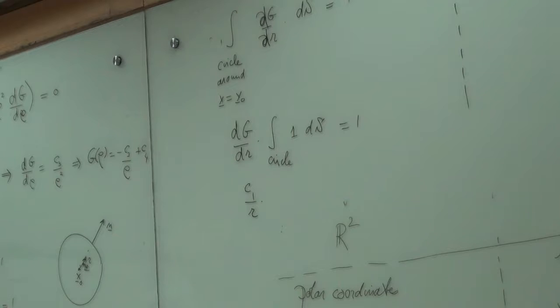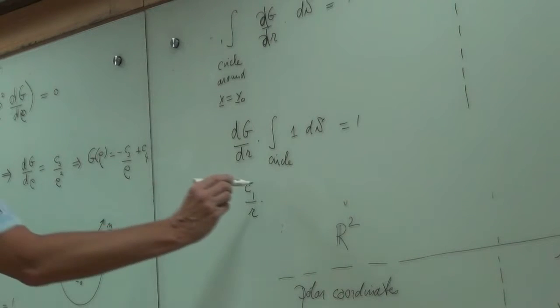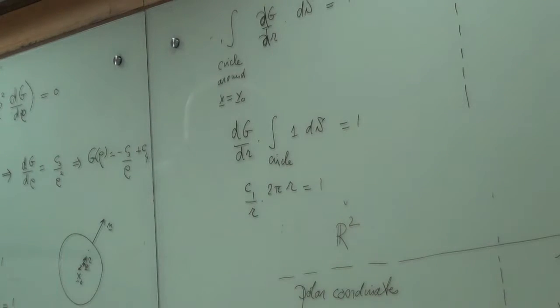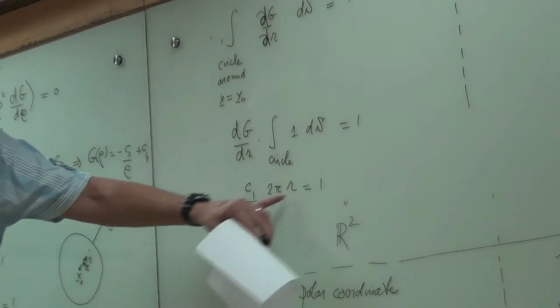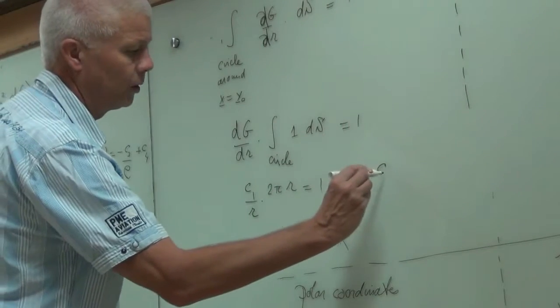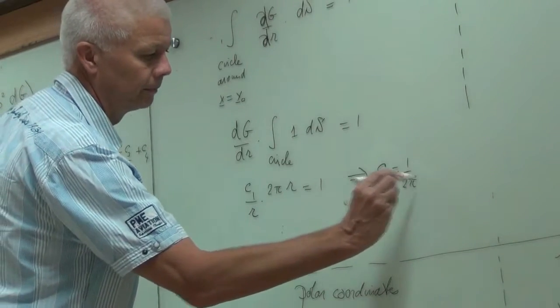2πr. And that should be equal to 1. Hey, r cancels. And I will find that C1 is 1 over 2 pi. That's pleasant.